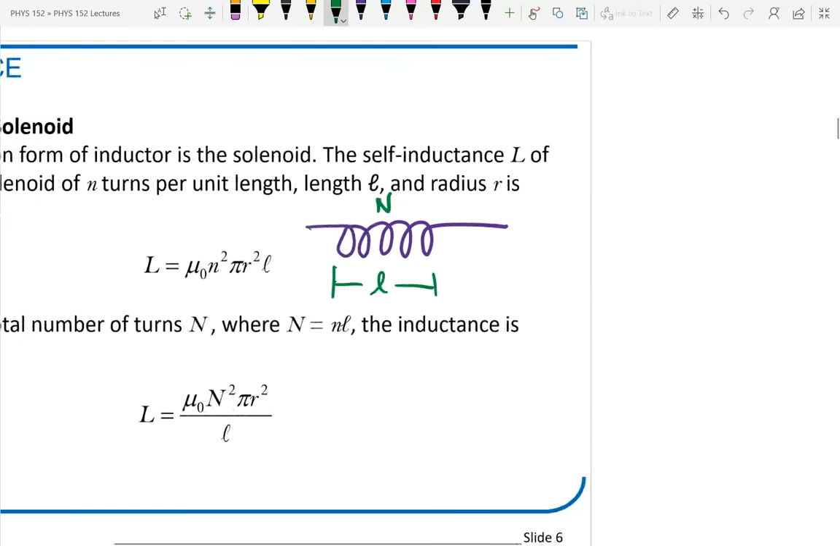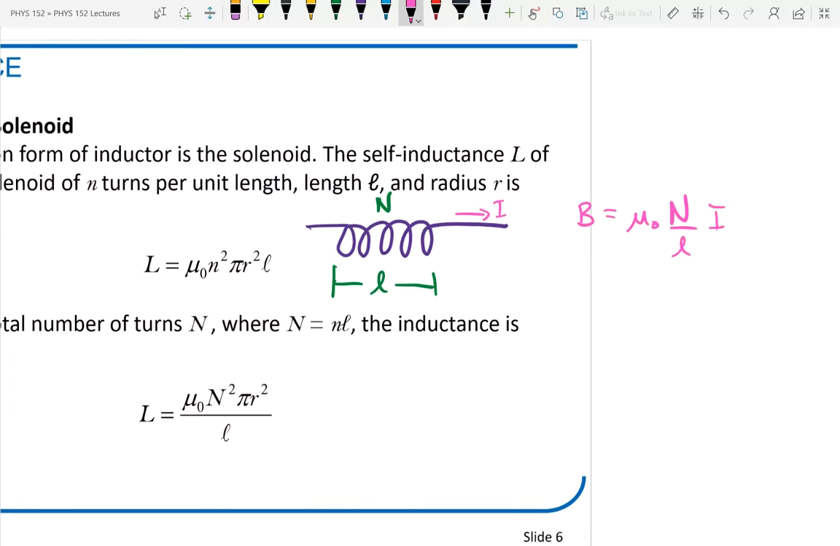I can say if I have current flowing through this, then the magnetic field is mu naught, number of turns per unit length, times the current. That was a result that we got from applying Ampere's law to a coil. Remember when we did the loop that went through the center and then out to infinity? We applied Ampere's law on each side of that rectangular loop.